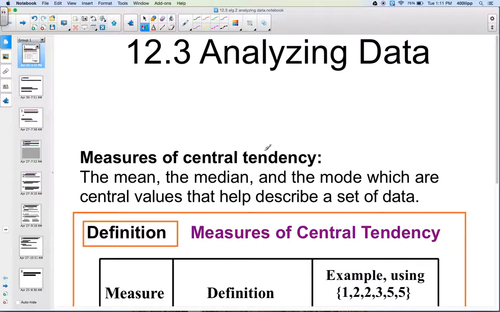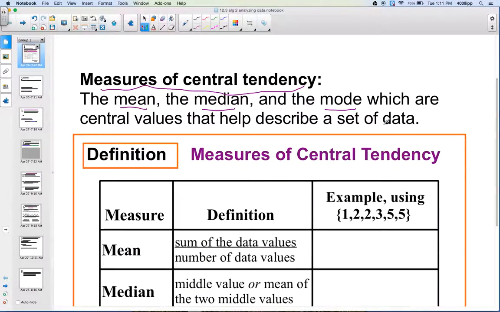So the measures of central tendency include the mean, the median, and the mode. Okay, and those are the measures of central tendency. So if you were asked to find the measures of central tendency, you would find these three values, the mean, median, and mode. So we're going to go over how to find those three.